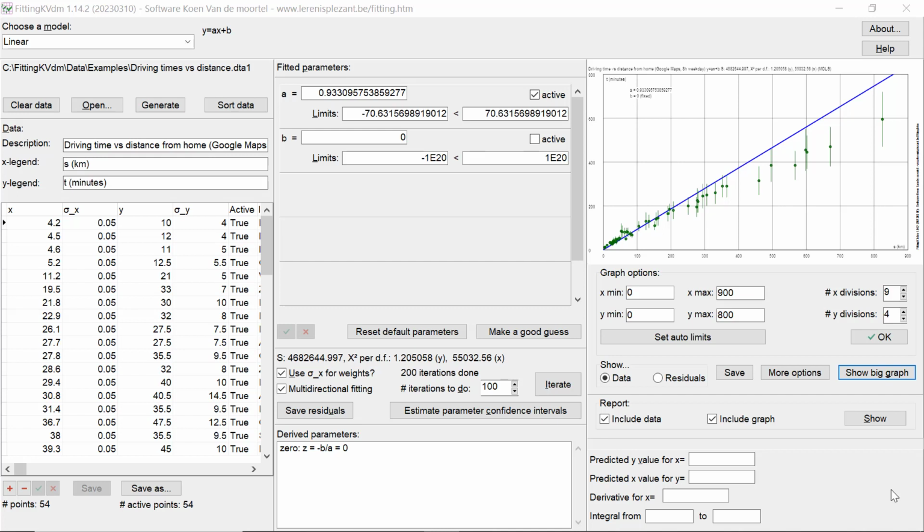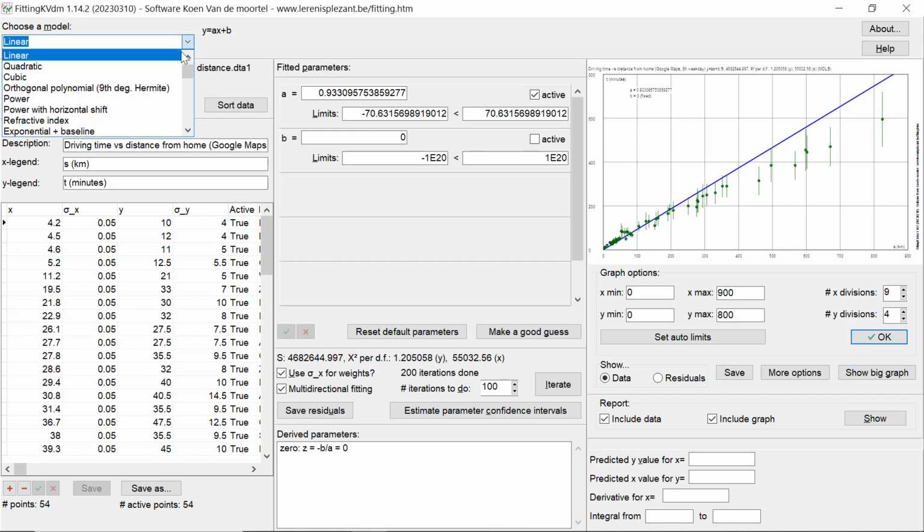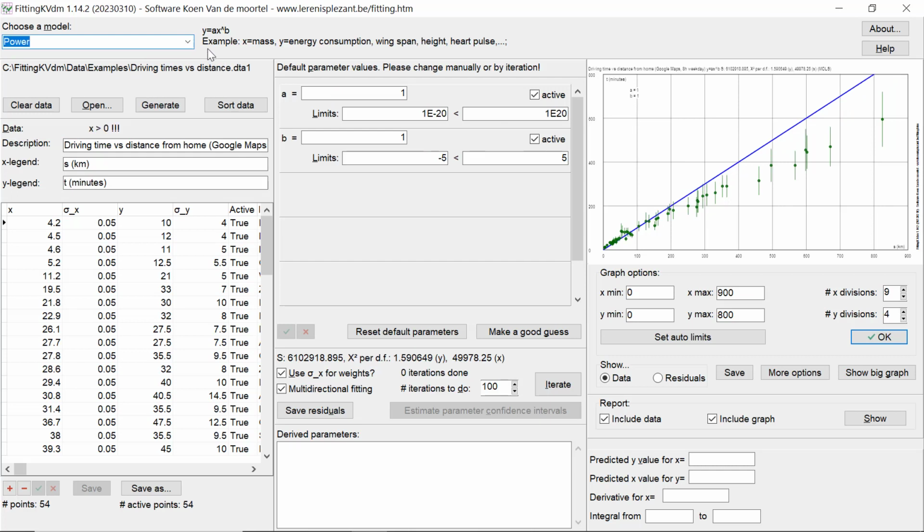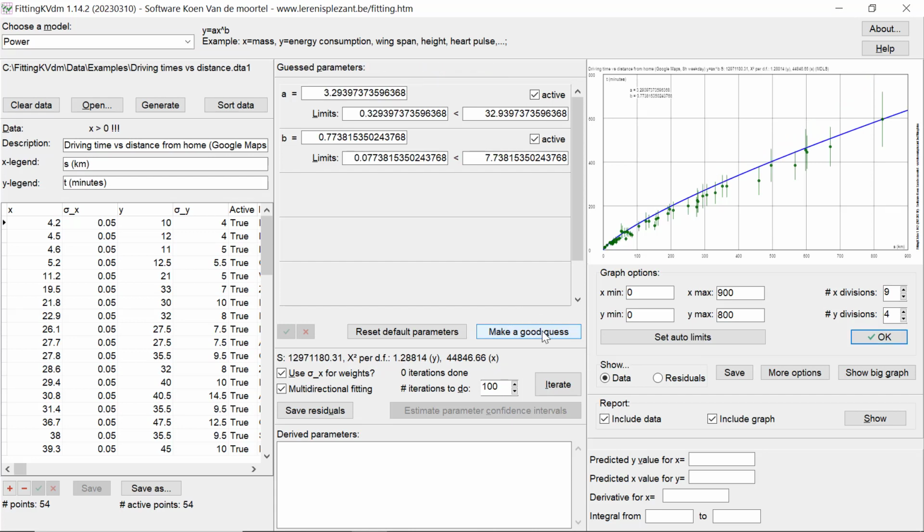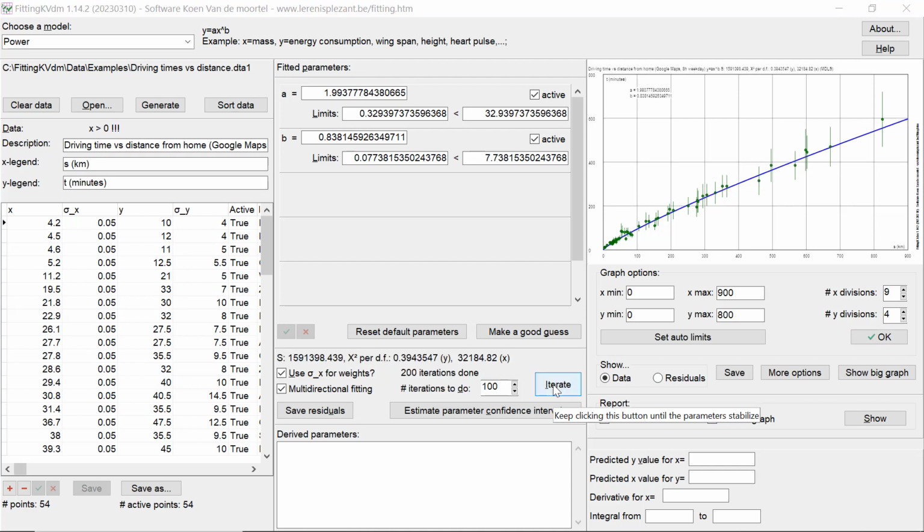Power function might be a better idea. That's like the linear, but without the b, but with an exponent. So power, that is y is ax exponent b. So we can expect the b to be a bit less than 1 because it looks a bit like a square root function. So first guess, you see the exponent is lower than 1, but we have to iterate now. Iterate more.